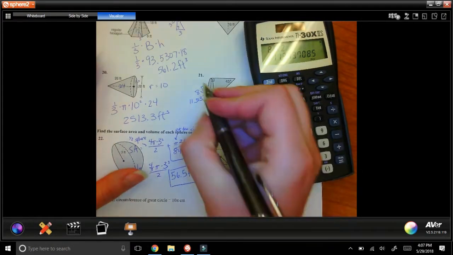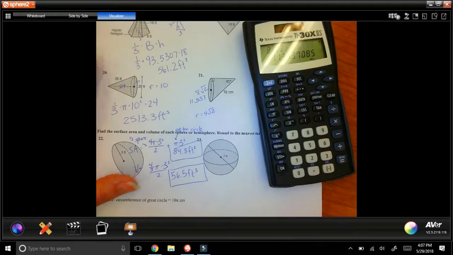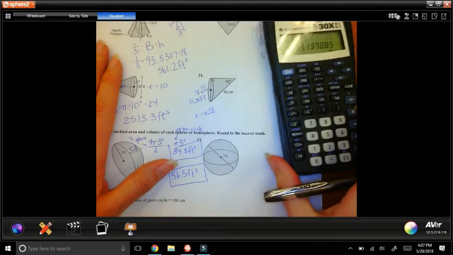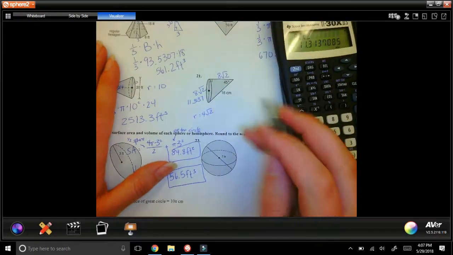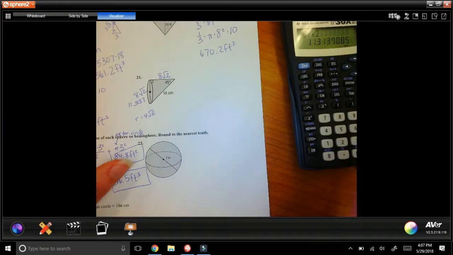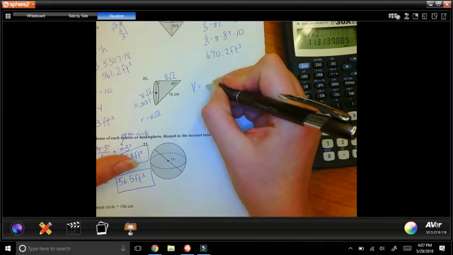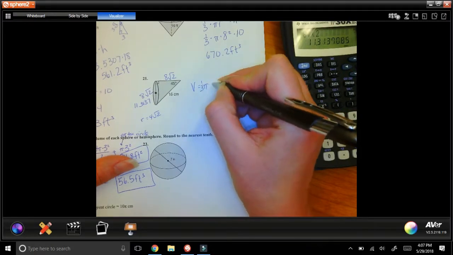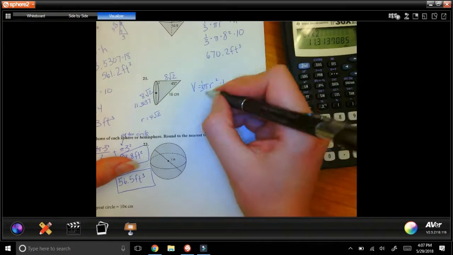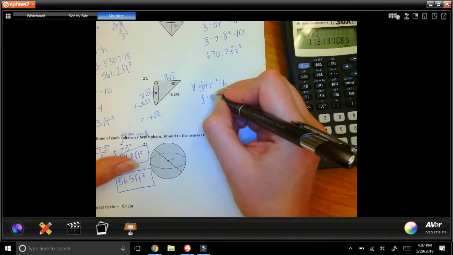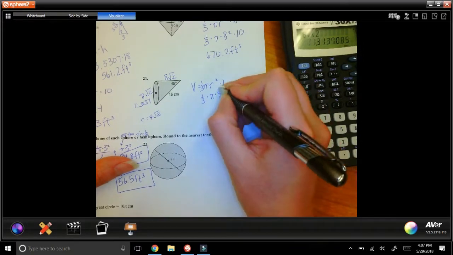The reason I like to do this in exact form is because then the radius is 4 times the square root of 2. And the height of the prism is 8 times the square root of 2. Height of the cone, not prism. So volume equals 1/3 the area of the base times the height of the cone. So 1/3 pi times the radius, which is 4 radical 2 squared.